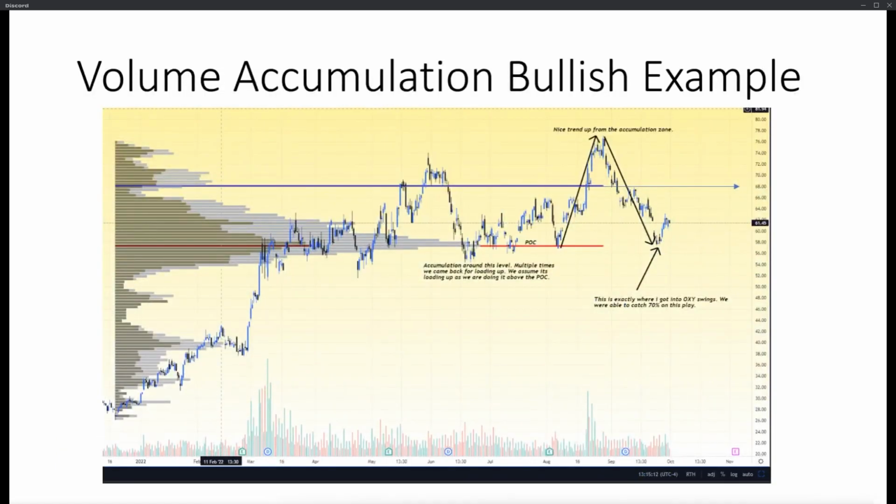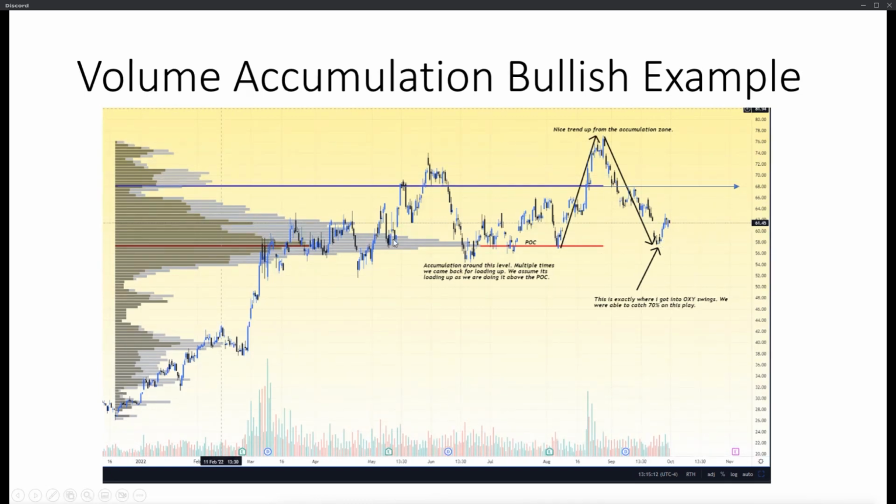Accumulation setup. So this is a massive time frame that I grabbed for Oxy. When Warren Buffett was buying it, we exploded much higher. And then this is where we entered a swing position right here.